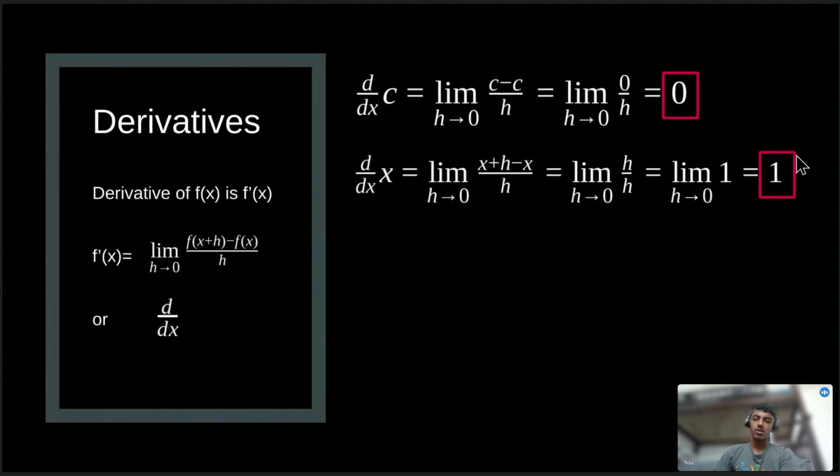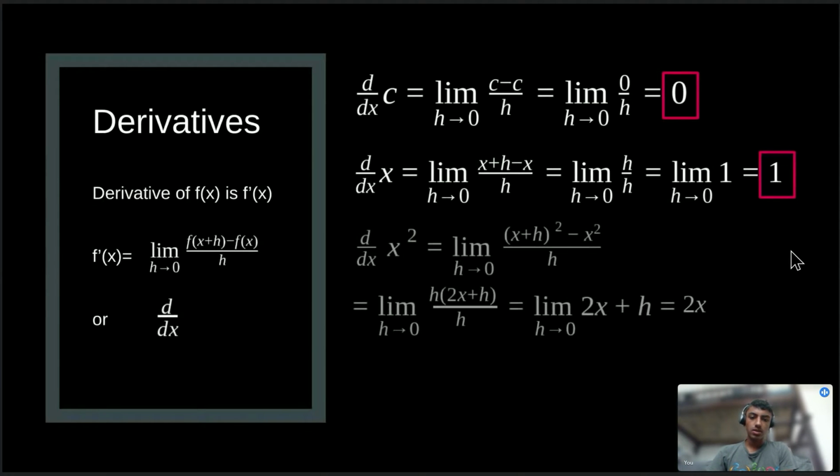For f of x equals x, as you see here, it becomes x plus h minus x divided by h. The x's cancel out, giving you h divided by h. You can cancel out the h's because there's no division by 0 here, and it equals 1. And here's another basic example.